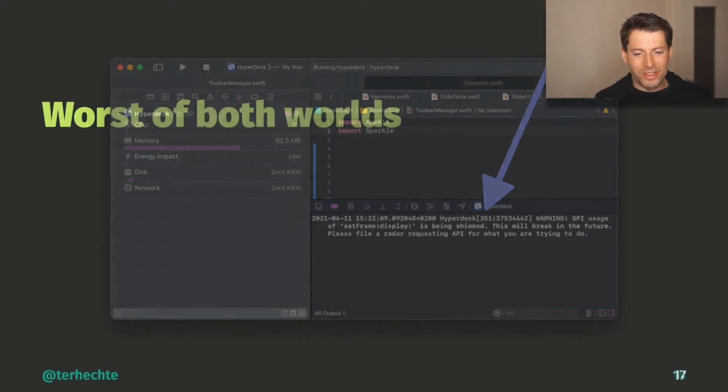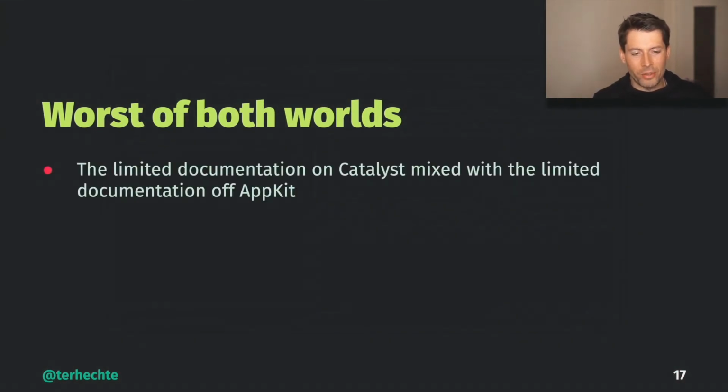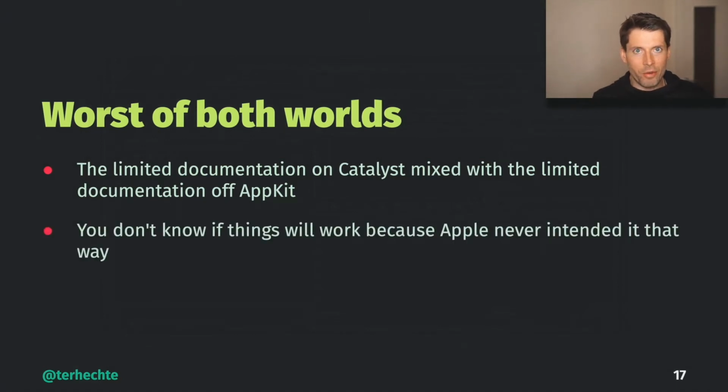So we are on difficult ground here. It's kind of the worst of both worlds. You have the limited documentation on Catalyst merged with the limited documentation of AppKit. So the one is already not really well documented, the other one neither, and then you combine them. And you never know if things will work because Apple clearly did not intend it to work that way. They are not supporting this. And then it can also break anytime in the future, right? Whatever you're doing, Apple might change it with the next release and suddenly whatever you do doesn't work anymore. So all of this is difficult.